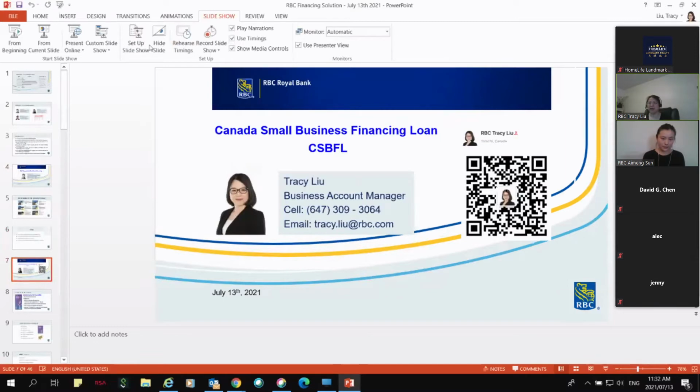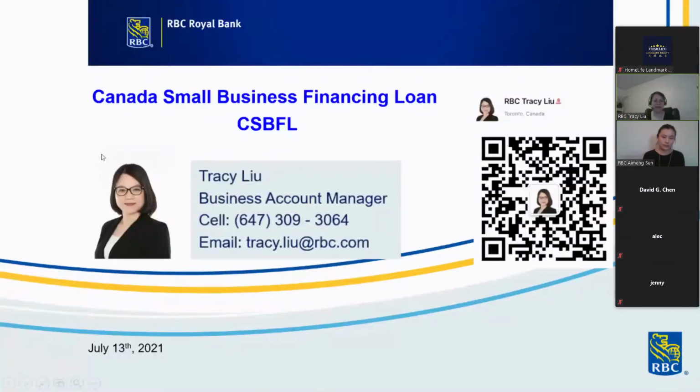I'll continue our presentation and introduce myself a little. My name is Tracy Liu. I have been with RBC Royal Bank for more than 10 years. I started working at a branch as a personal banker, helping clients with their personal banking needs. Currently, I am a business account manager, and I have been in this role for more than 4 years now. I work with business clients, providing services on how to start, manage, and grow a business.